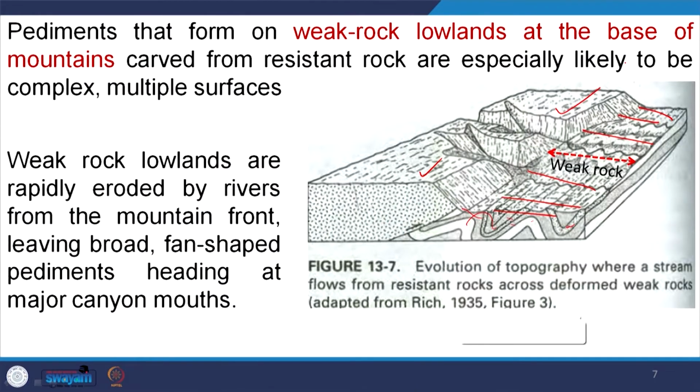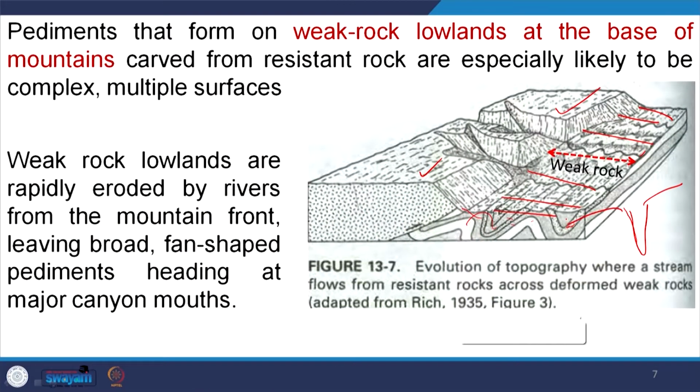Weak rock lowlands are rapidly eroded by rivers from the mountain front, leaving broad fan-shaped pediments heading at major canyon mouths. So, whenever there are soft rocks, the river cuts to a deeper level. So, canyons are formed, gorges are formed, and pediment surfaces form sidewise of this canyon or gorge. Now, imagine we are creating a gorge here. Once the gorge is created, this side is soft rock, this side is soft rock.